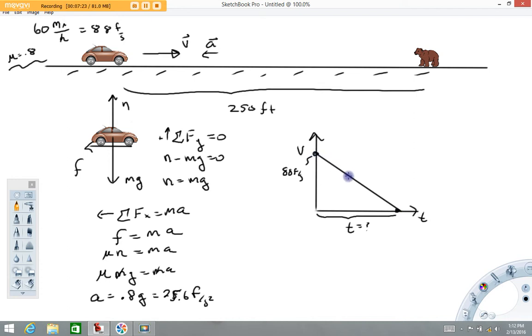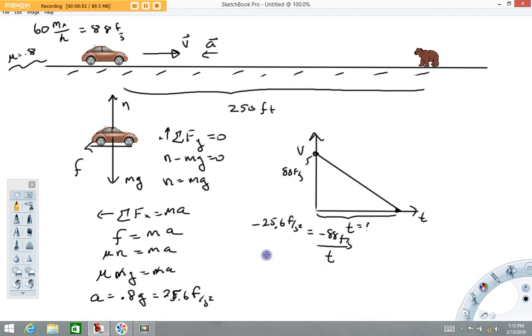This graph I know to be linear because the acceleration is constant. It's not a function. Now, how does this relate to the graph? By slope. The slope of this line is the acceleration of the car, and we know that's equal to minus 25.6 feet per second squared. And that's going to equal delta v, that distance, which is minus 88 feet per second, divided by delta t, which I'm just going to call t.